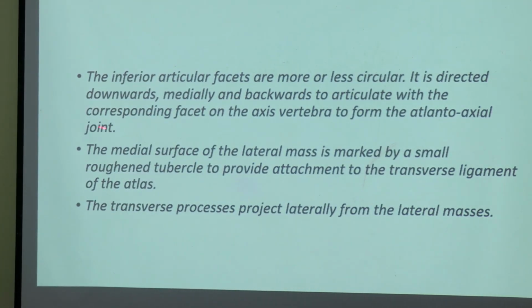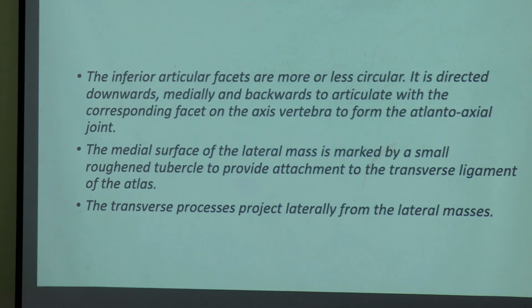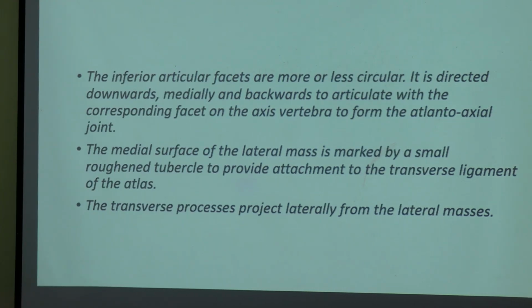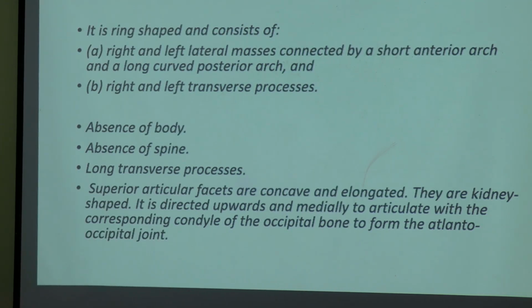It is directed downwards, medially and backwards to articulate with the corresponding facet of the axis vertebra. If these are the superior and inferior articular facets, which bone is below? C2, that is axis. Axis will come and fit there. That's why the inferior articular facets are more or less circular. They articulate with the corresponding facet of the axis vertebra to form which joint? Atlas is above, axis below. This will be the atlanto-axial joint.